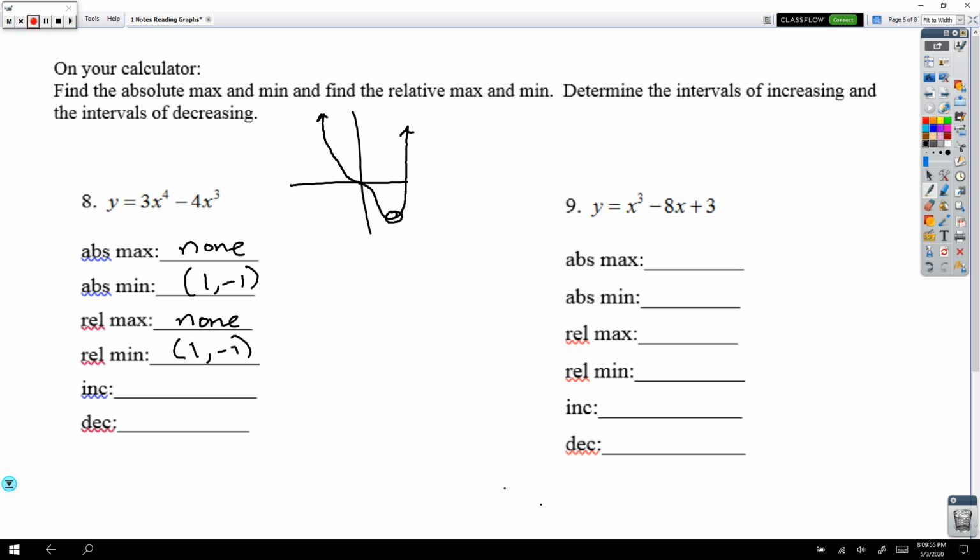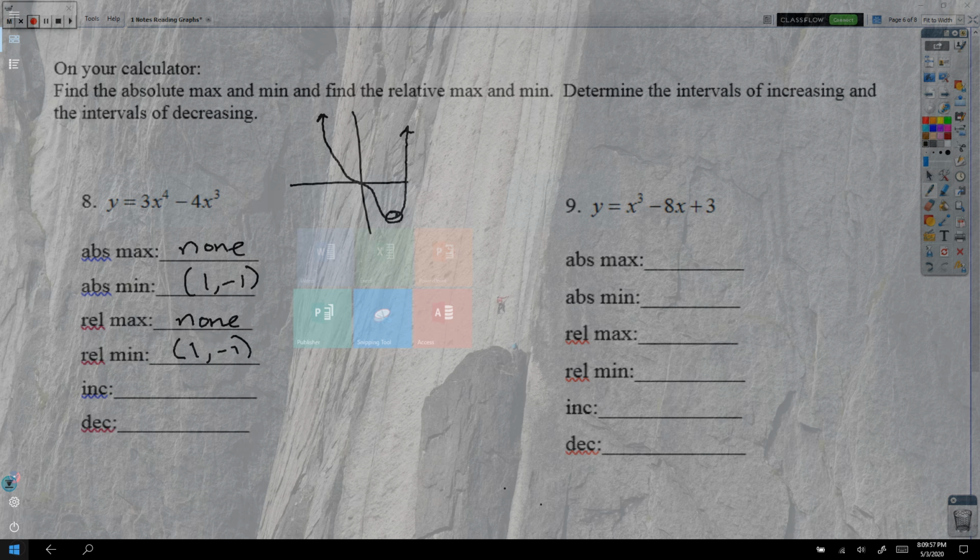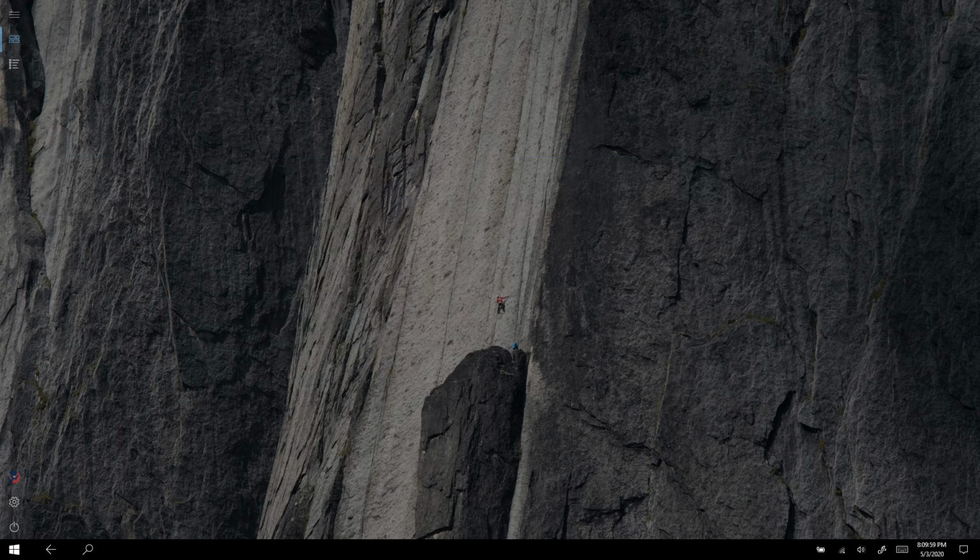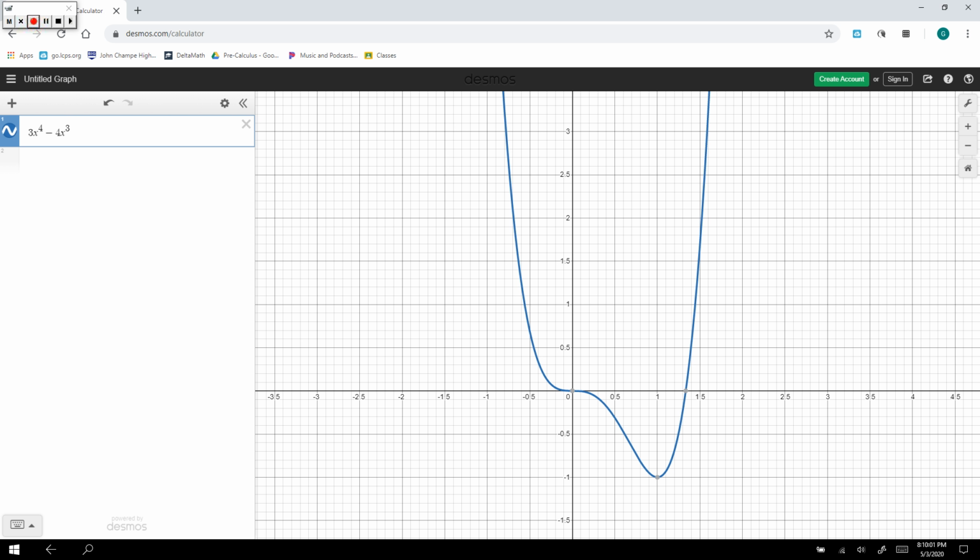Now, let's go back to the graph to look at my increasing and decreasing intervals. All right, so starting on the left side, so from negative infinity, if I follow this down, I'm decreasing, still decreasing, until I get to that absolute minimum. So from negative infinity to 1, I'm decreasing. And then from 1 to positive infinity, I am increasing. So let's write that in.